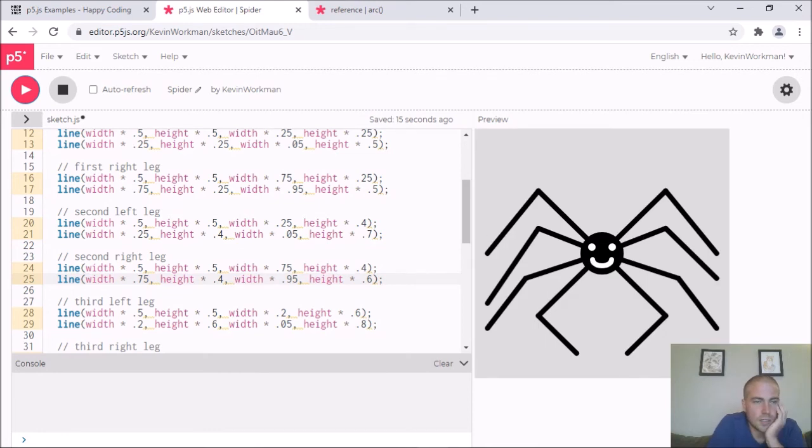What should I change my second left leg to? I kept that at 0.4, so that is right, I think. And I changed where it ends, so I'll change that to 0.7. And okay, now my first and second legs are more symmetrical, I think. I think I like that a little bit more.